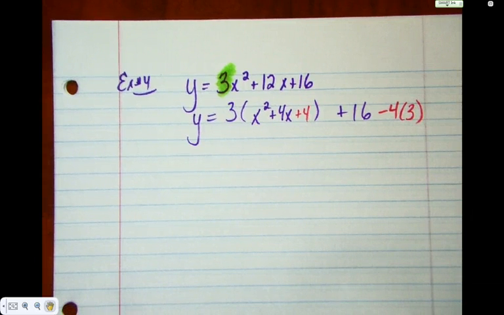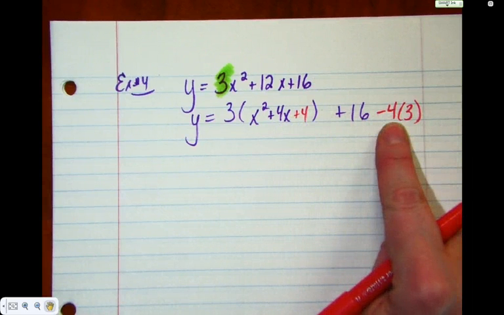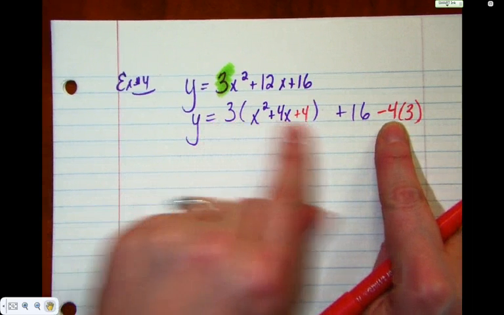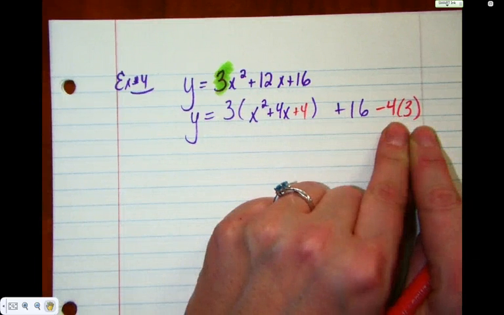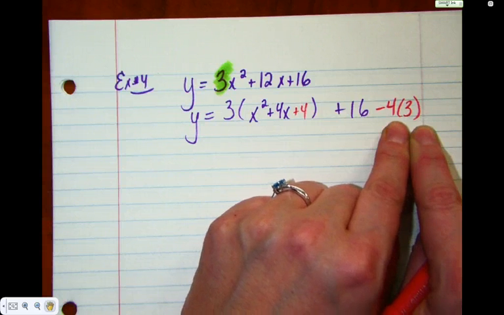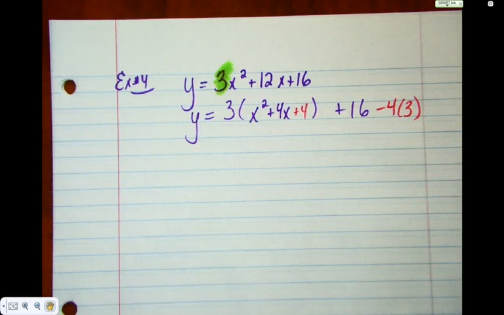Okay, I'm going to repeat that. I added 4 and I subtracted 4, except I really didn't add 4. If I were to distribute this 3, I would end up with a 3 times 4, which is 12. So to balance it out, I'm going to multiply the last number by the a value. If you're a wordy person, step 2, after completing the square, multiply the very last number by a.